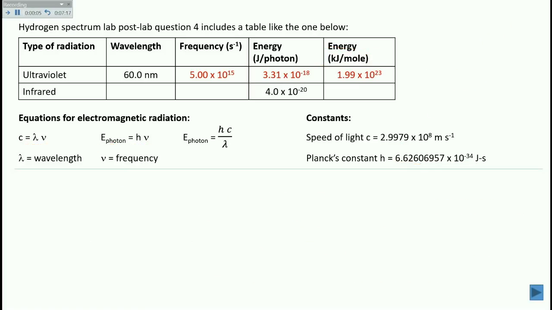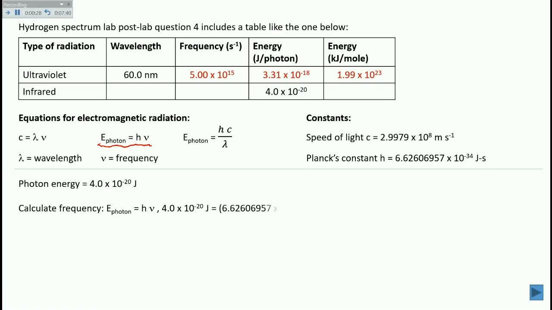What we're given for our infrared radiation is that the energy of the photon is 4.0 times 10 to the minus 20th joules. So the first thing I'm going to do is to calculate the frequency of that photon. For that, I'm going to use this equation. I have the energy of the photon on the left side, so I can put that in. And that will equal, on the right side, Planck's constant times the frequency. So there's Planck's constant. The frequency just simply comes from the equation. So now to solve for frequency, I would divide both sides by Planck's constant.